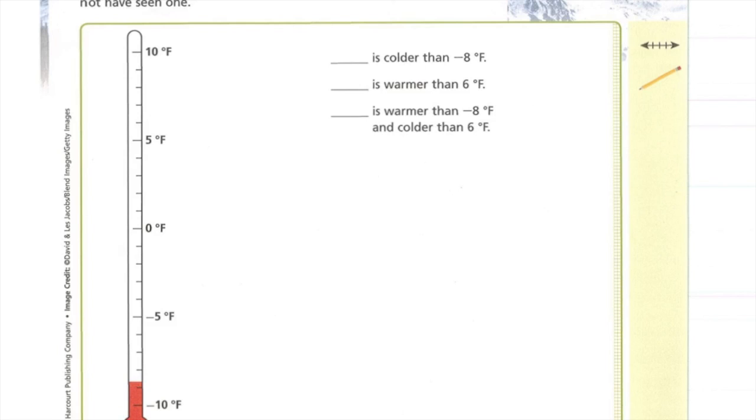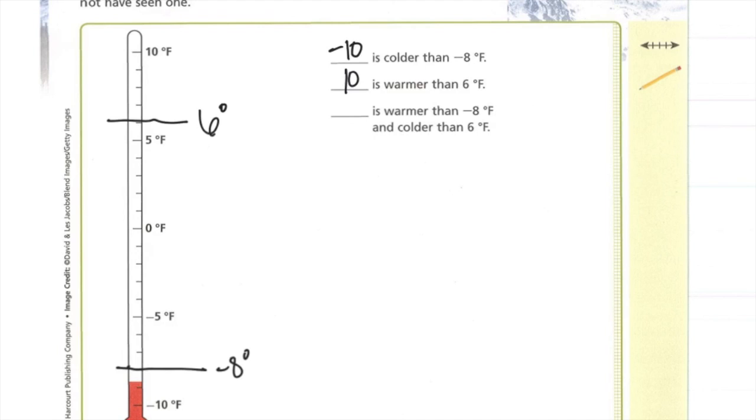So it wants a temperature that is colder than -8 degrees. There are many options here. One would be that -10 is colder than -8. So here is -8 degrees. Anything below that would be colder than -8. Blank is warmer than 6 degrees. Well, we could say that 10 is warmer than 6 degrees. Here is 6 degrees, so anything above that would work.